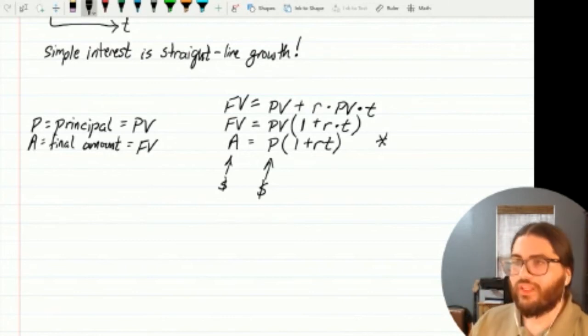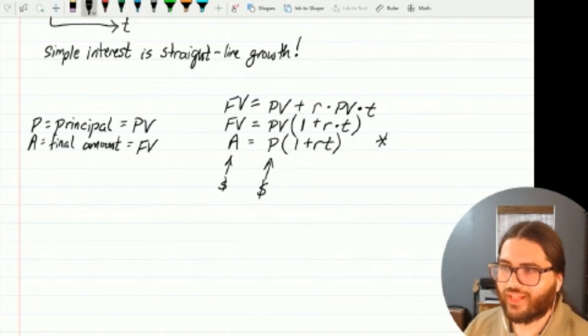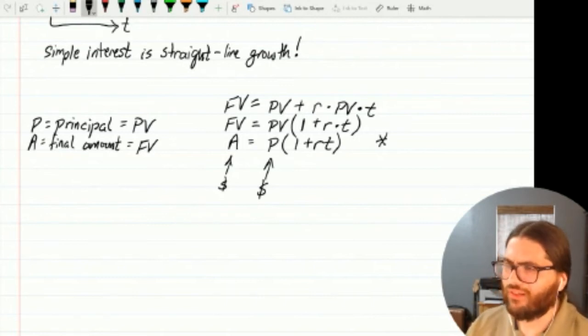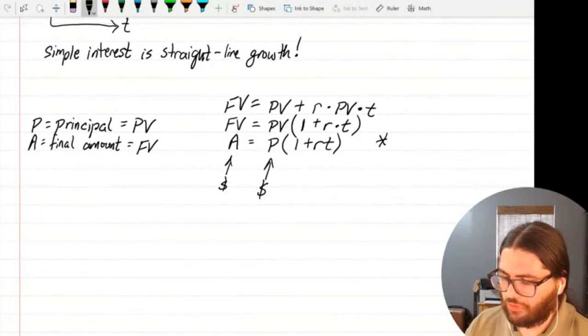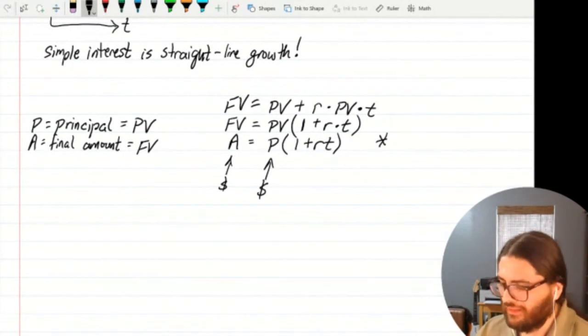So if A is measured in dollars and P is measured in dollars, that must mean whatever's inside the parentheses doesn't have any more units, right? Because if the parentheses in there had other units, that'd be like dollar-months or dollar-meters or something weird like that.